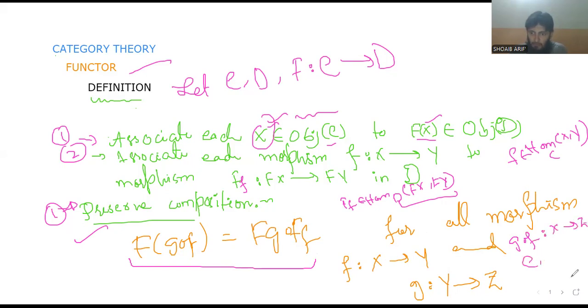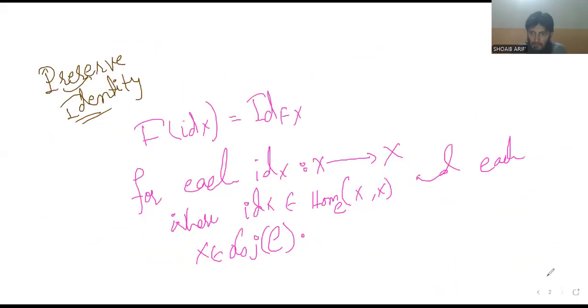For all morphisms, this should hold, and it should also preserve identity. So how can we preserve identity? It means F(id_X) is equal to id_F(X) for each identity morphism id in the hom set of (X, X), and each X belongs to the collection of objects in the C category.